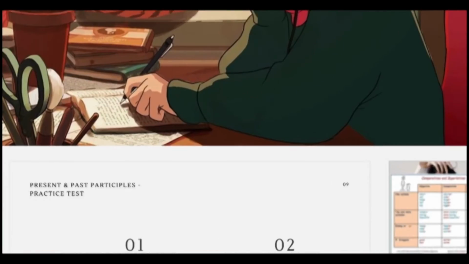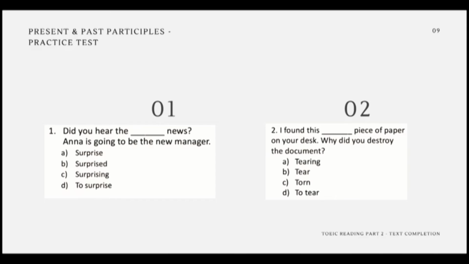Okay, go on to the next part. That is the practice test of the past participles. I will give you 10 seconds to do it, starting from now. Okay. Finish, everybody.